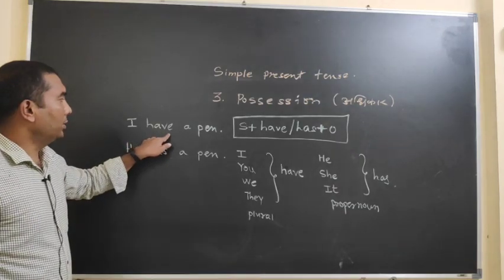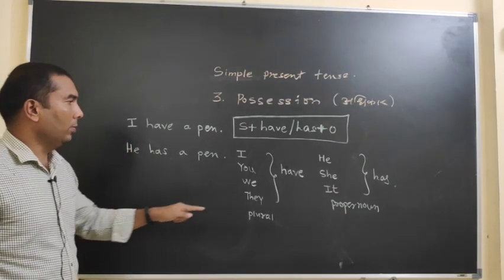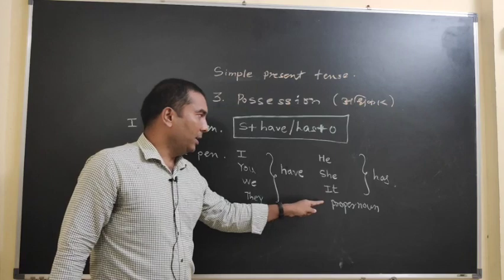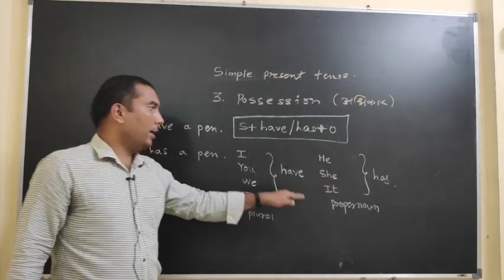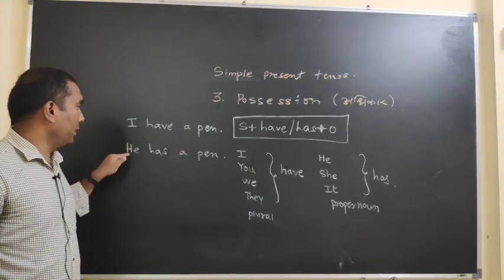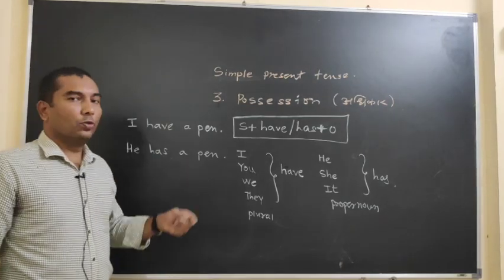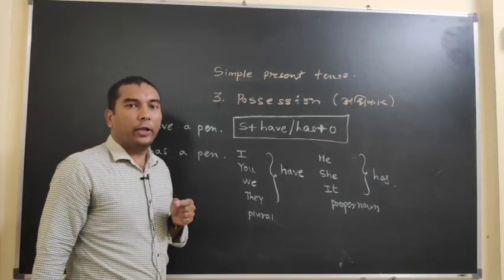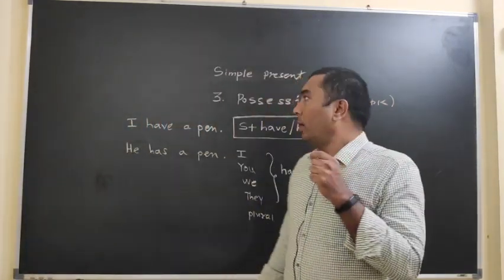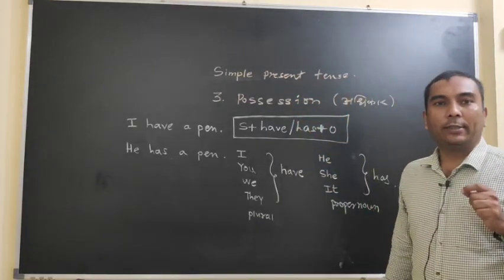So I have used the have here as a supporting verb. Here he, she, it, proper noun are used as a subject. So has been used as a supporting verb in a possession-showing sentence.